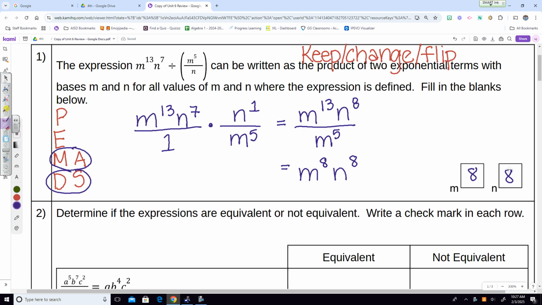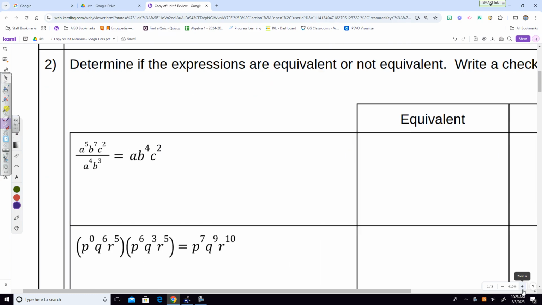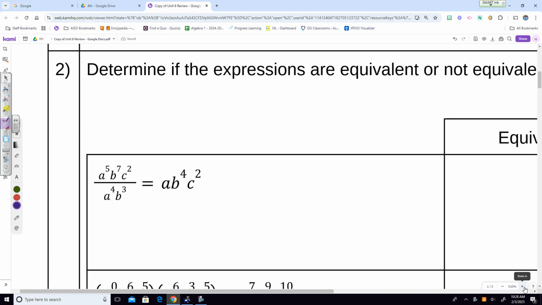It'll have a drop-down menu, and you select the correct answer. Okay? So remember that it's a keep, change, flip. All right? You're going to have a question that looks a lot like number 2. It says determine if the expressions are equivalent or not equivalent. Write a check mark in each row. So to determine if they're equivalent or not equivalent, work out the problem.